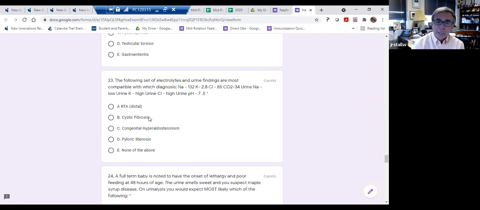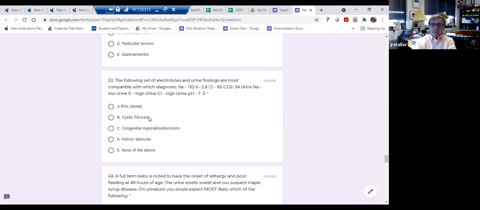So you got a little low sodium, a low potassium, a low chloride, and a CO2 that's up. Well, that's a metabolic alkalosis. It can't be an RTA right off the bat, right? Because that's an acidosis. So A quickly comes off. The urine sodium is low and the urine K is high. So you have a high urine K in the face of a low serum K. So you're losing K in your urine, okay?